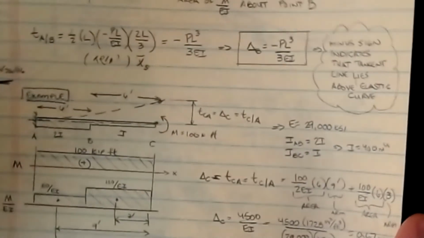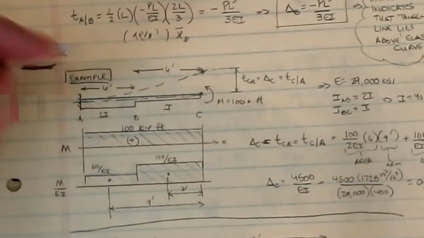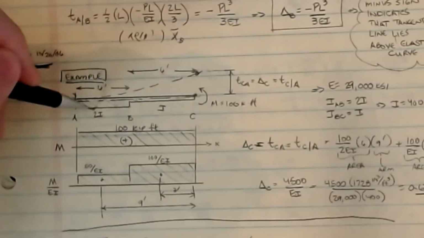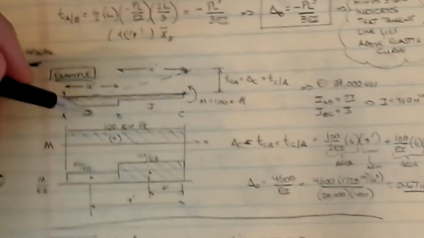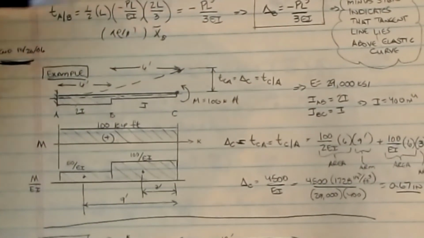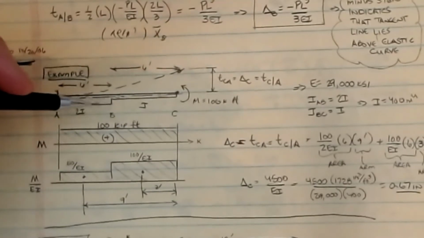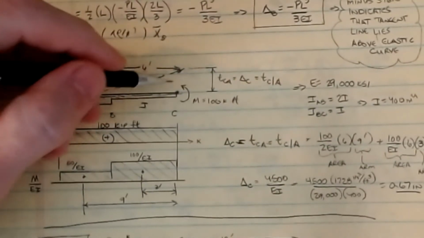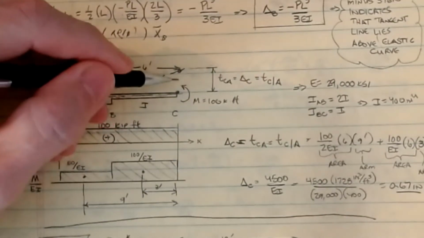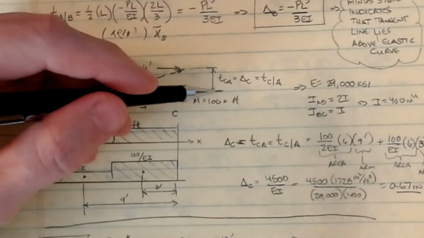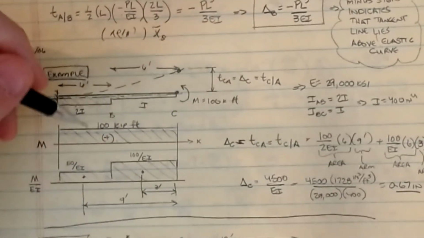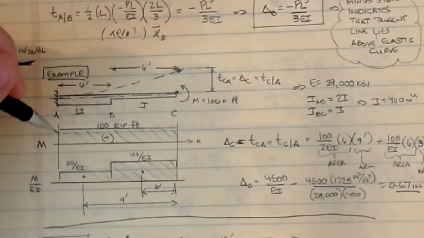Now let's try another one. This time we have a beam with two different cross sections. The moment of inertia of this part is I, and the moment of inertia of this part is 2I. If we wanted to find the tip displacement, it's a different problem. Last one we had a point load. Now I've got a concentrated moment of 100 kip feet on the end of this beam. We know from statics that the moment diagram is 100 over the entire length.